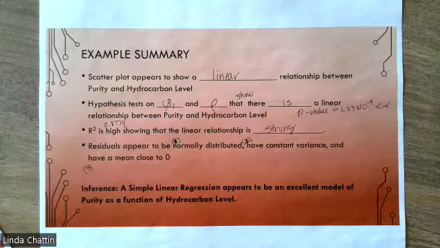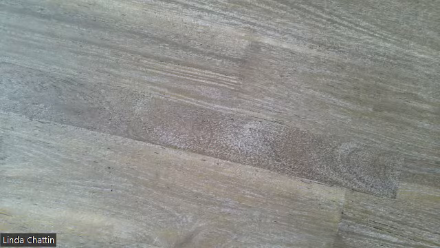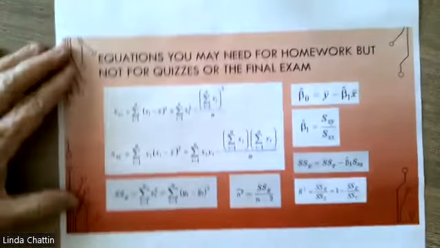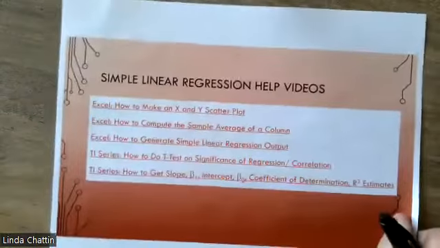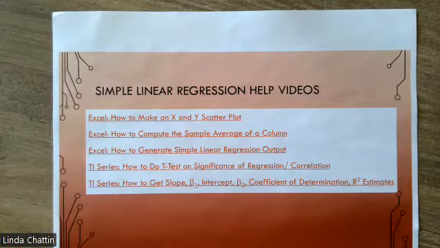And so a simple linear regression model does appear to be a really good model of purity as a function of hydrocarbon level. Now, the last two slides, as I mentioned, will show you some equations that you might need. And then the last slide has the links about how to do some of this work.